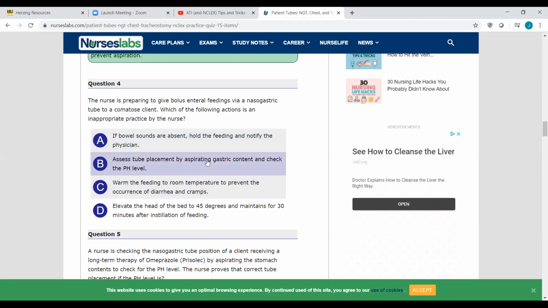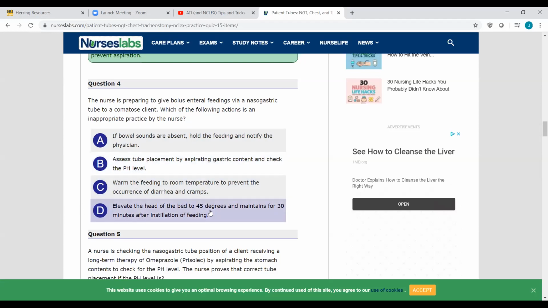Assess the tube placement by aspirating gastric contents and check the pH level. Sure, that's a good thing to do. We like that. Warm the feeding to room temperature to prevent the occurrence of diarrhea and cramps. Yeah, typically you want it room temperature. You wouldn't want it super cold or super hot. Elevate the head of the bed 45 degrees and maintain for 30 minutes after instilling the feeding. So you said D? Yeah.